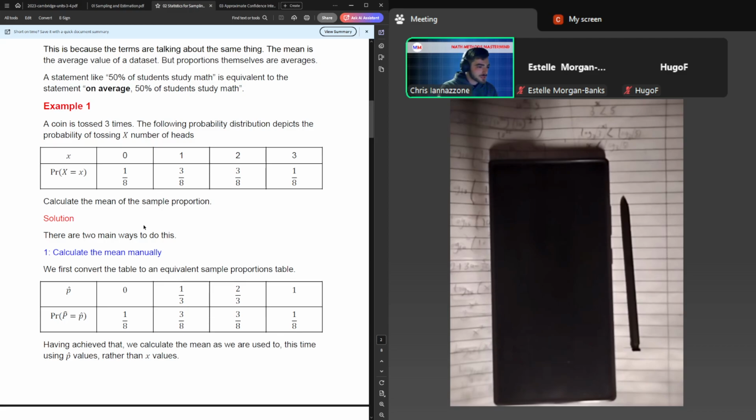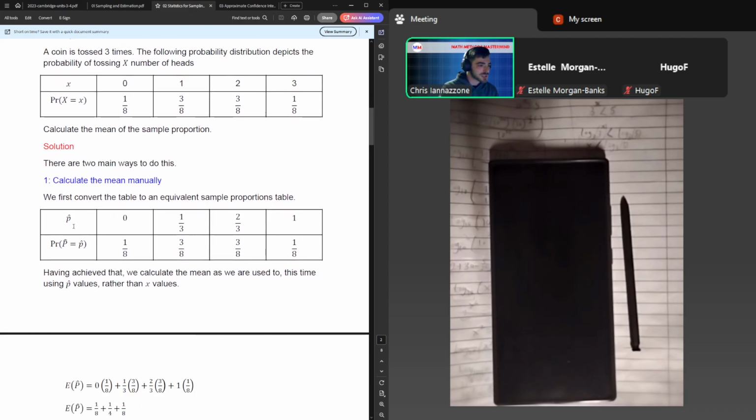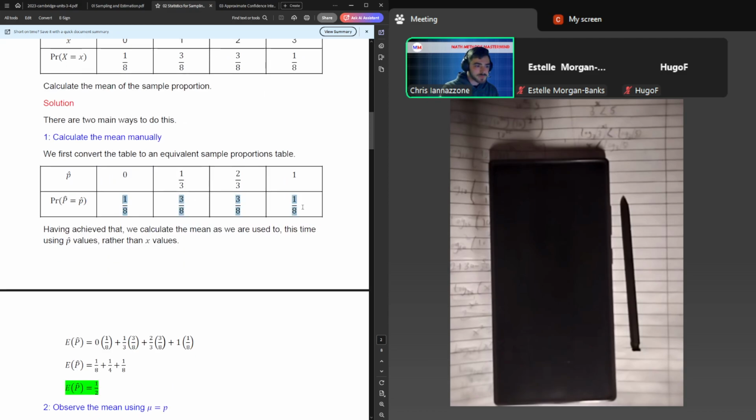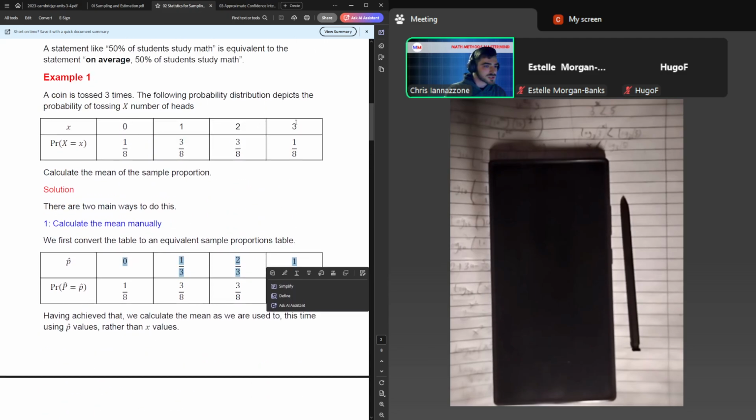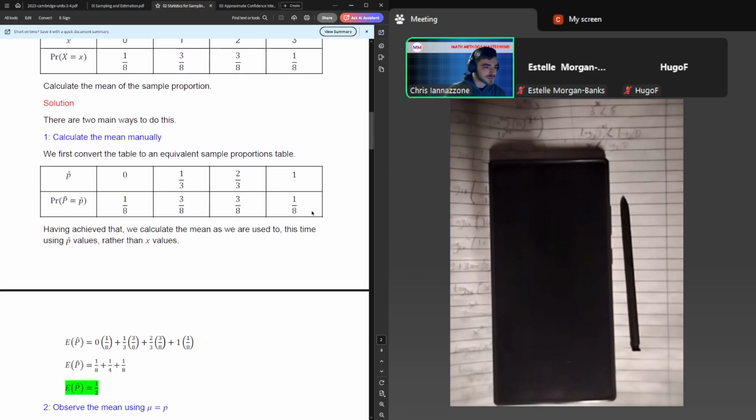So if we had to calculate the mean of the sample proportion, one thing you can do is ignore what I said, convert all your x values into p hat values, and then do the mean of that, like you would from before. That's one way of doing it if you somehow forget that these two things mean the same. It's kind of the reverse of what we did before: you know you have an n of 3, and so 0 out of 3, 1 out of 3, 2 out of 3, 3 out of 3 is all of those values.